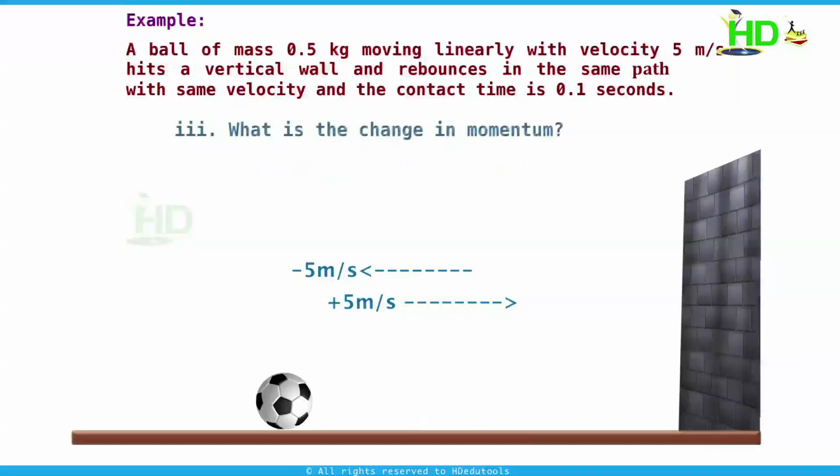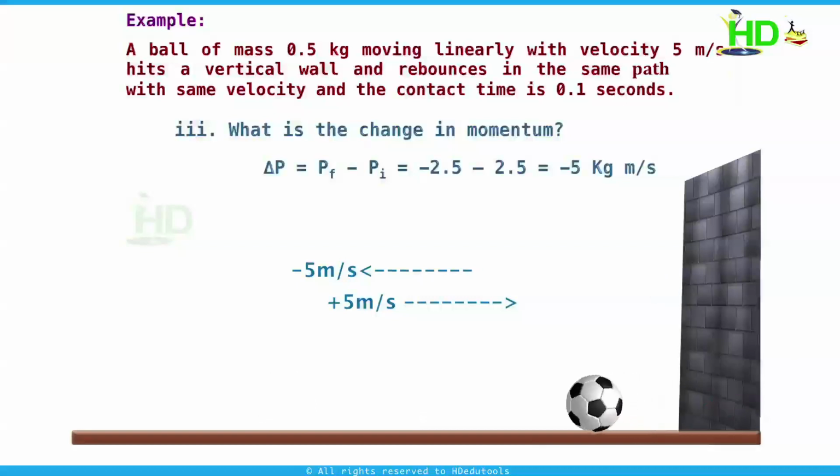Now what is the change in momentum? Change in momentum is nothing but final momentum minus initial momentum. This is minus 2.5, the final momentum, minus 2.5, so minus 5 kg meter per second. The change in momentum is in this direction. What does it mean? Due to this vertical wall, force is acting in this direction. Therefore, the body changes its momentum in the same direction.